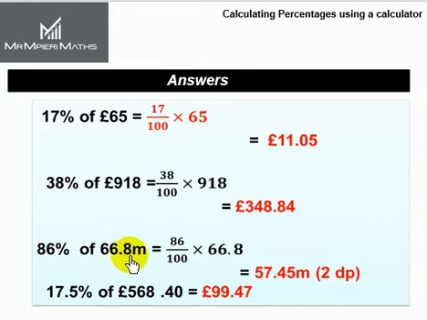86% of 66.8 meters. Do the same. 86 over 100 multiply it by 66.8, and you will get 57.45 meters, and that is to 2 decimal places. 17.5%, you do the same thing you've done. 17.5 over 100 times it by 568.40, and then that will give you 99 pounds 47.